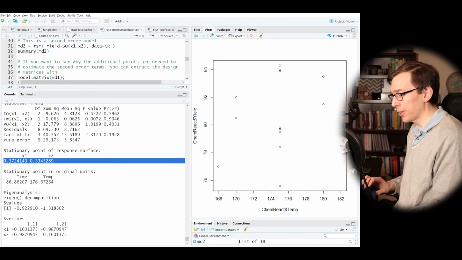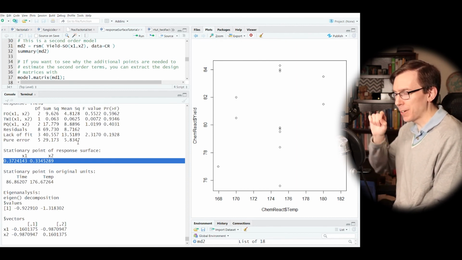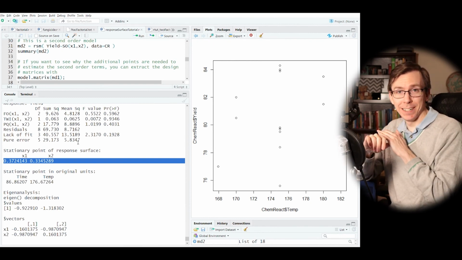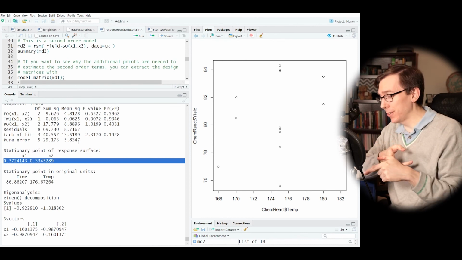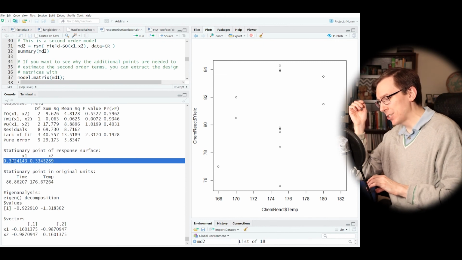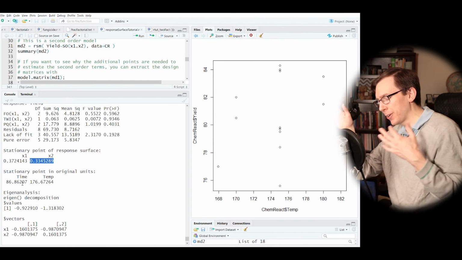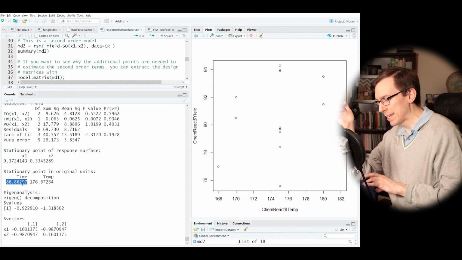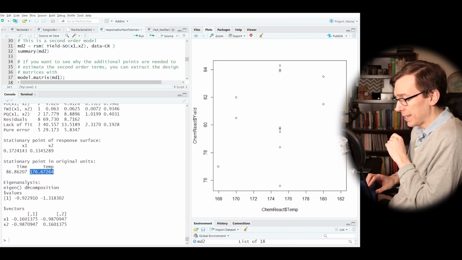In this case, in coded variables, note it says that the stationary point could either be a min, a max, or a saddle point. So you have to be careful. We don't know what it is yet. We just know that there is a stationary point because we fit a second order model, and that stationary point is at 0.37 and 0.33. And if we go back to our uncoded time and temperature, we get 86.8 for time and 176.67 for temperature.